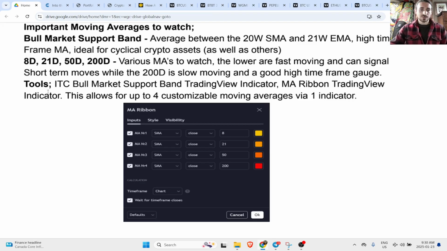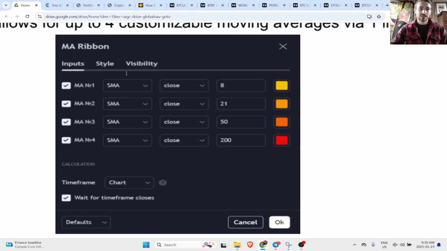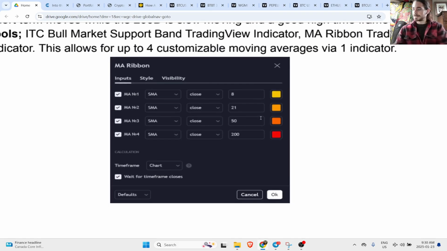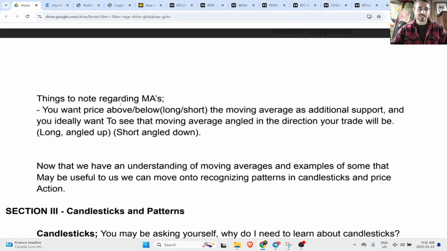And then again, tools you can use: the ITC Bull Market Support Band, a TradingView indicator if you have a membership. Otherwise, you can use the Moving Average Ribbon indicator, which allows you to have up to 4 moving averages at once in TradingView. You can come here and customize it as you see fit, change it from SMAs to EMAs if you want, and change your length here as well. It's another good tool to use, and it helps us gauge where we see support and resistance.